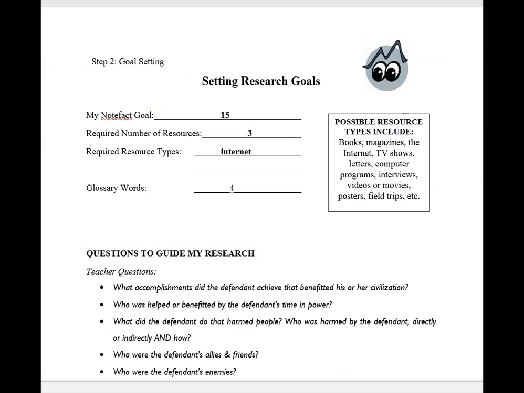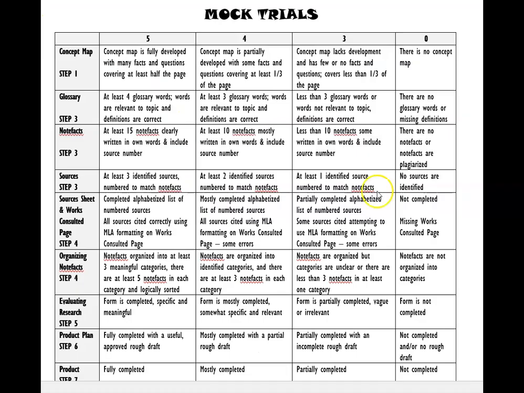Okay, so how many words do you need? Just as a reminder, that is here on this page, setting research goals, and it says glossary words 4, right? So what happens if you don't have 4? Well, let's look at the rubric. Okay, so if we look at the rubric, it's the second line item here in our rubric, glossary. And it says 4 words, get full credit.